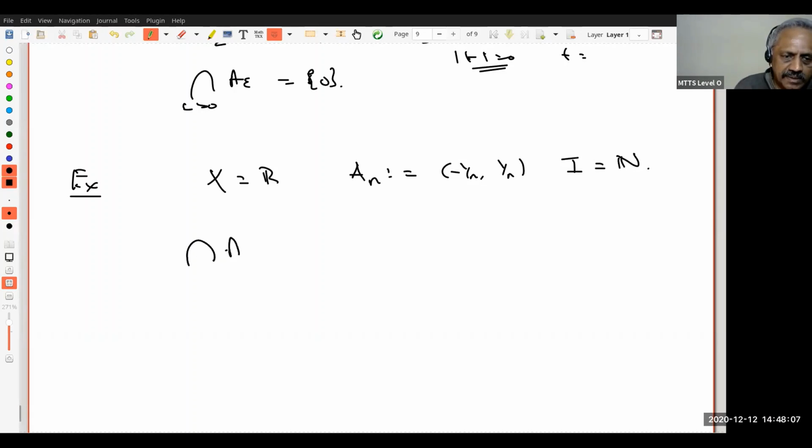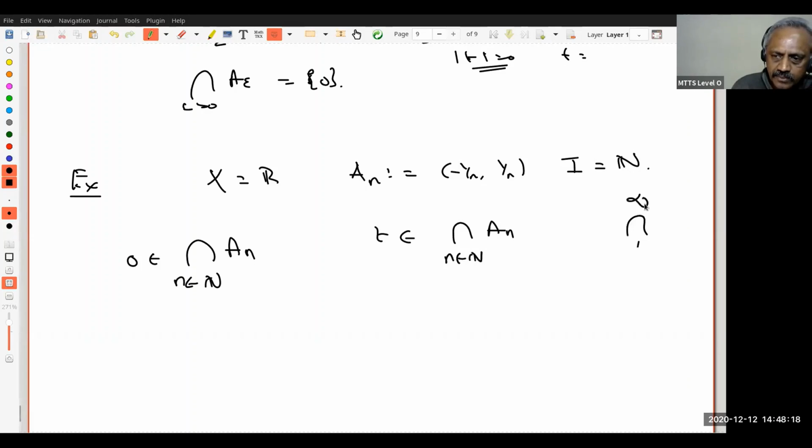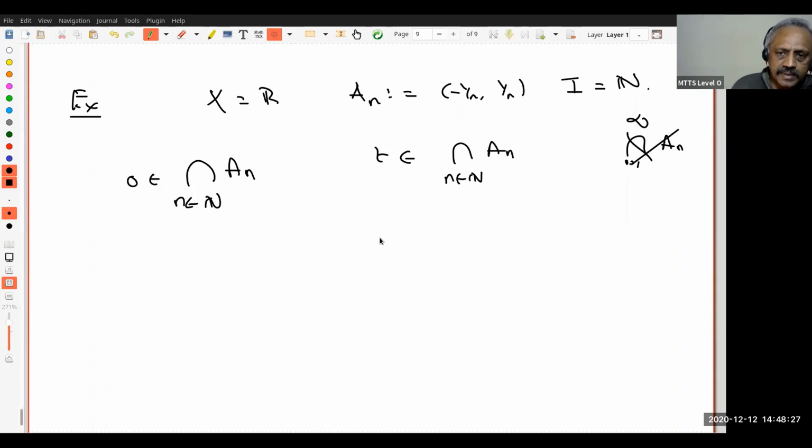Now I want to know what is the intersection of A_n, n in N. So again, I know 0 belongs to that. Suppose t belongs to the intersection of A_n, n in N. Usually teachers will write 1 to infinity of A_n, but this is a much better way of writing. What does that mean? That means |t| is less than 1/n for all n. Now again you can see what I want to say. Where are we? The X is the real numbers, with natural numbers and integers, and I'm looking for a real number t so that |t| is always less than 1/n.